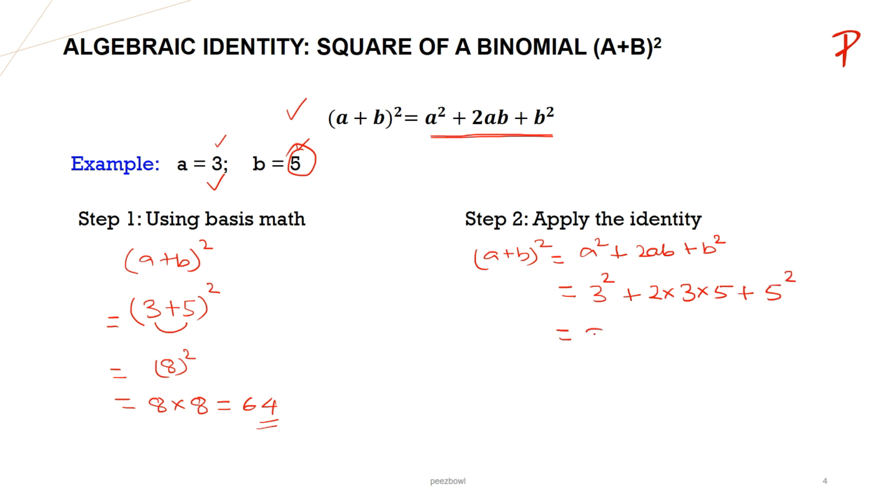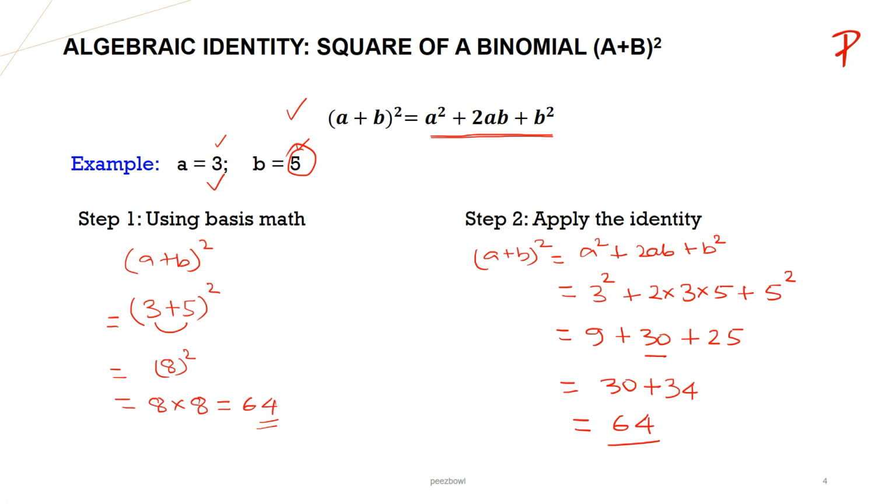3 square is 9, plus 2 multiplied by 3 is 6, 6 multiplied by 5 is 30, plus 5 square is 25. I write 30 first because it is simple to calculate, and plus 25 plus 9 is 34, and this is nothing but 64, right? So the identity works perfectly, right?